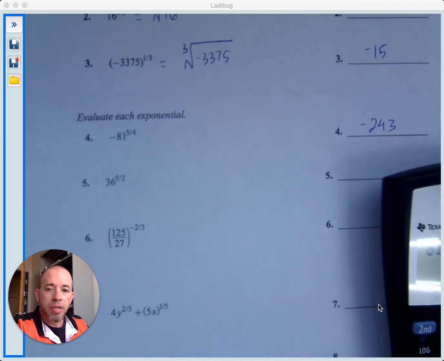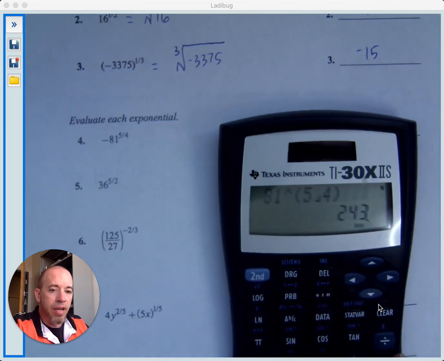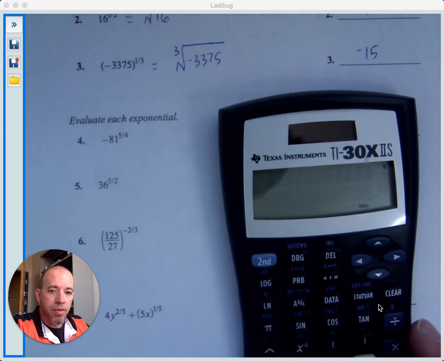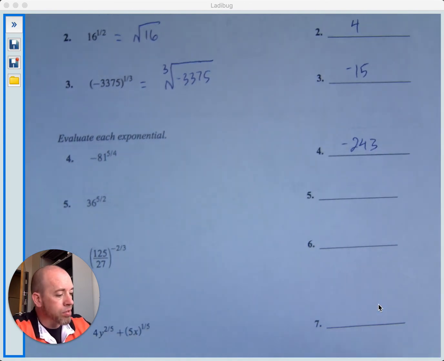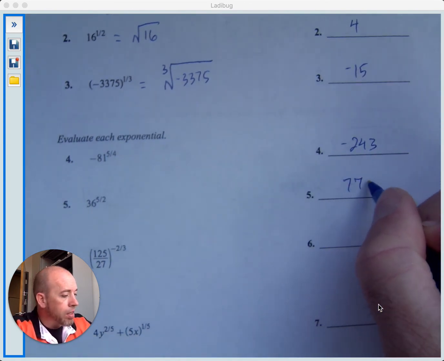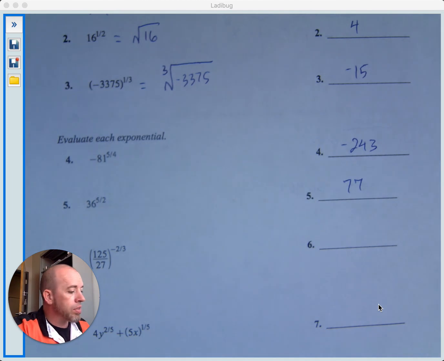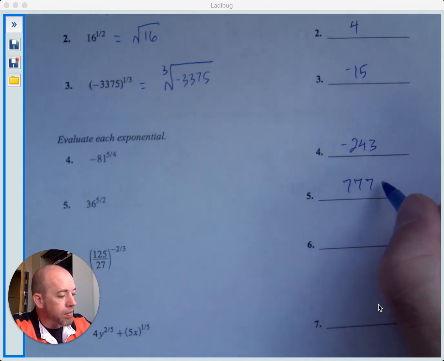The next one, do 36 to the 5/2. Let's see if I can do that. So 36 to the, I'm going to use parentheses, the 5/2, and you can use the fraction bar, or you can use the division symbol, 5 divided by 2. 7776. All right, so these are just really plug and chug. Just making sure you know how to use your calculator on a lot of these.